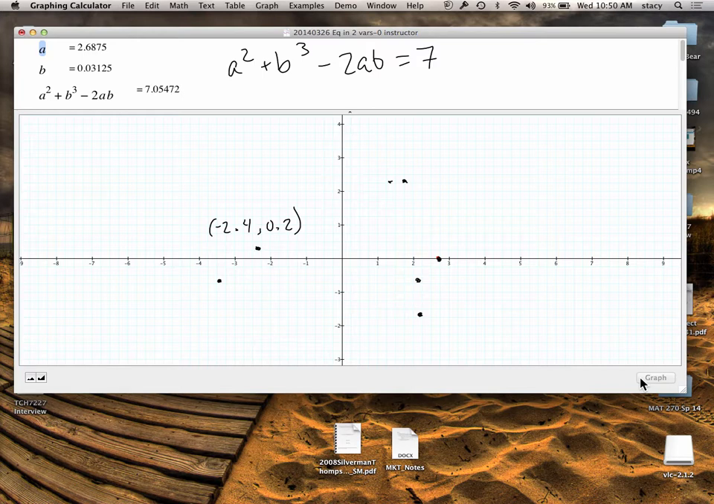So what could we do if we want to find all of the ordered pairs x comma y such that x squared plus y squared minus 2xy equals 7? Oh, that sounds tough. Okay, let's put that idea on hold.